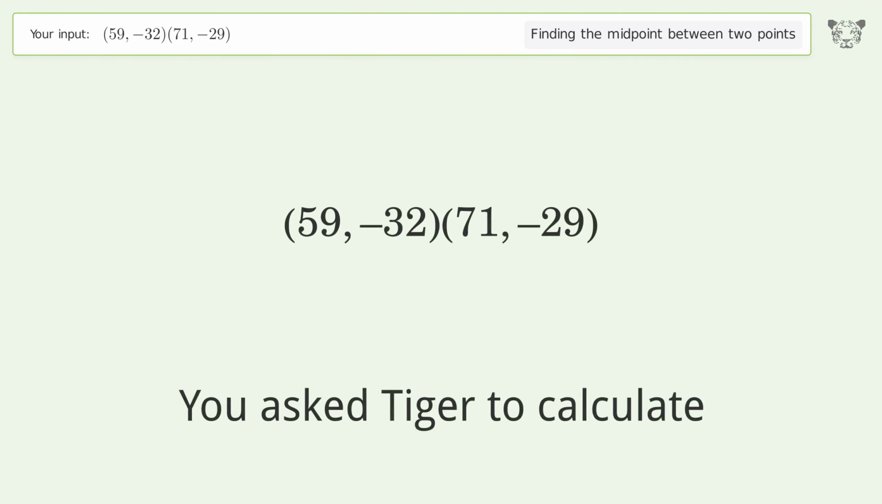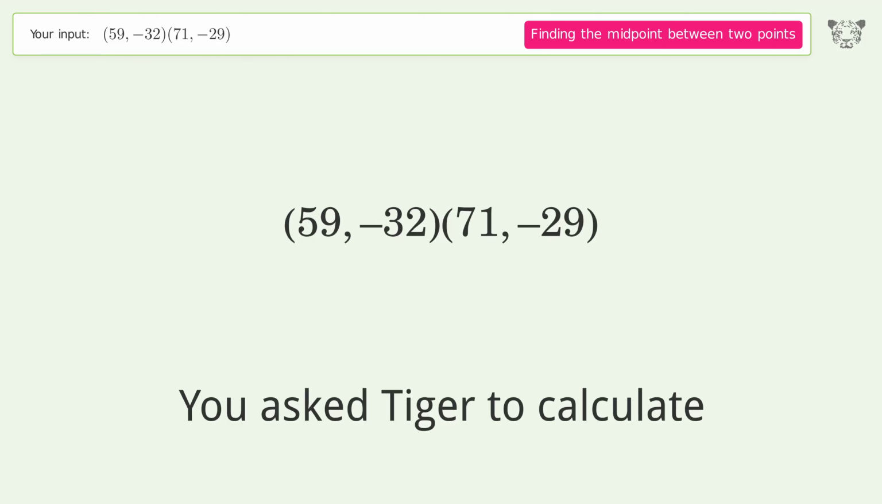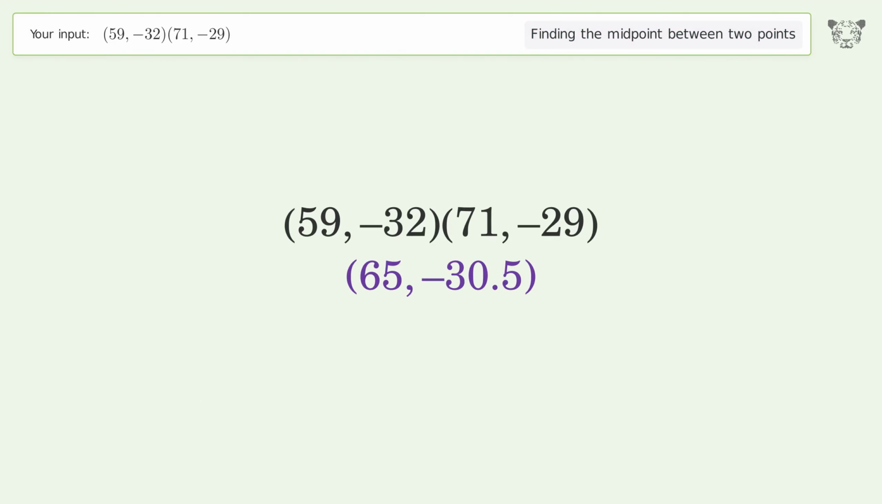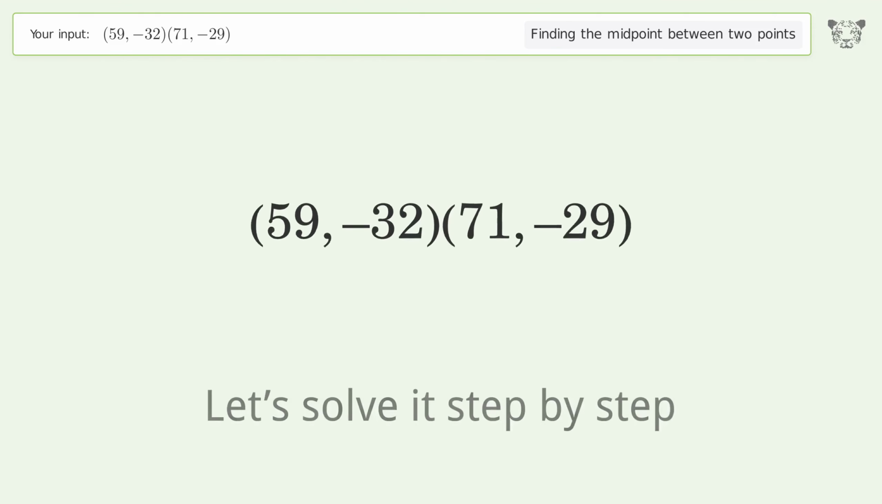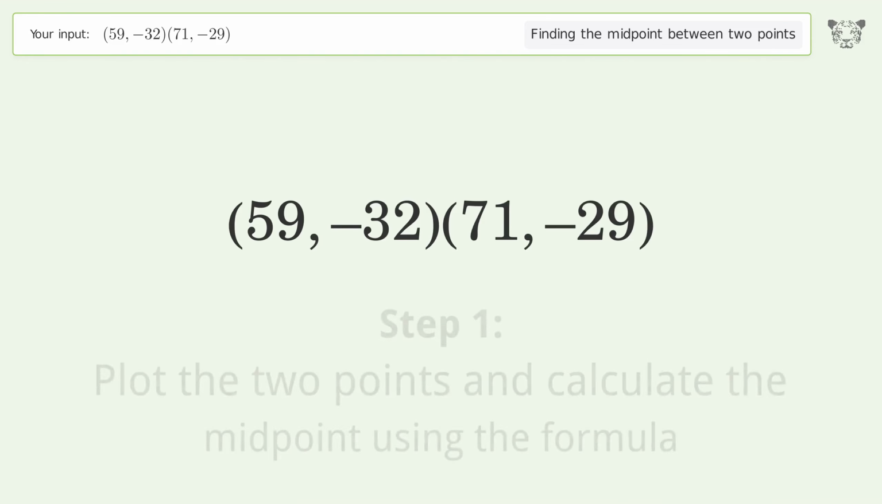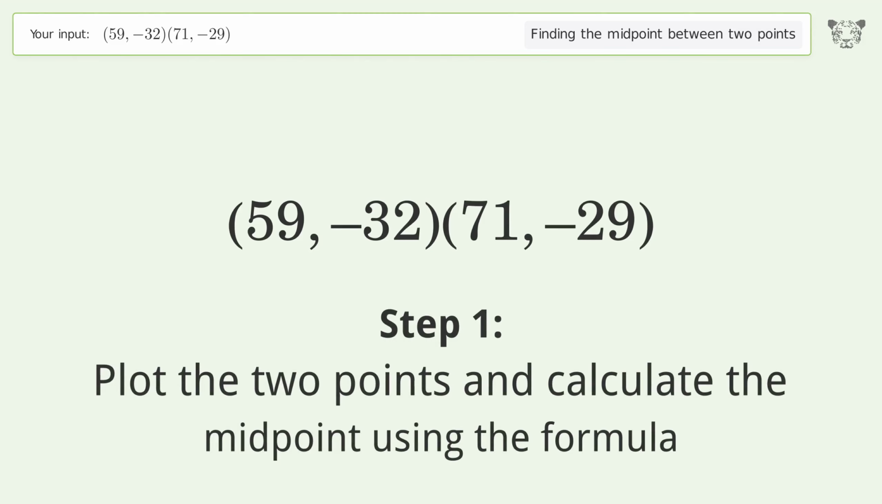You ask Tiger to calculate. This deals with finding the midpoint between 2 points. The midpoint between the 2 points is 65, negative 30.5. Let's solve it step by step. Plot the 2 points and calculate the midpoint using the formula.